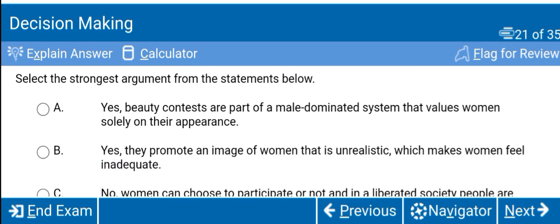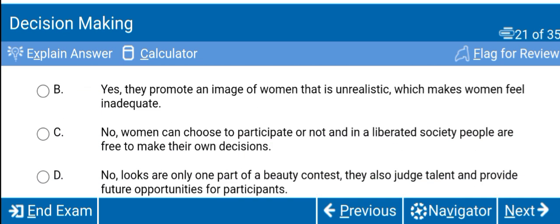Option B, yes. They promote an image of women that is unrealistic, which makes women feel inadequate. Option C, no. Women can choose to participate or not, and in a liberated society, people are free to make their own decisions. Option D, no. Looks are only one part of a beauty contest. They also judge talent and provide future opportunities for participants.